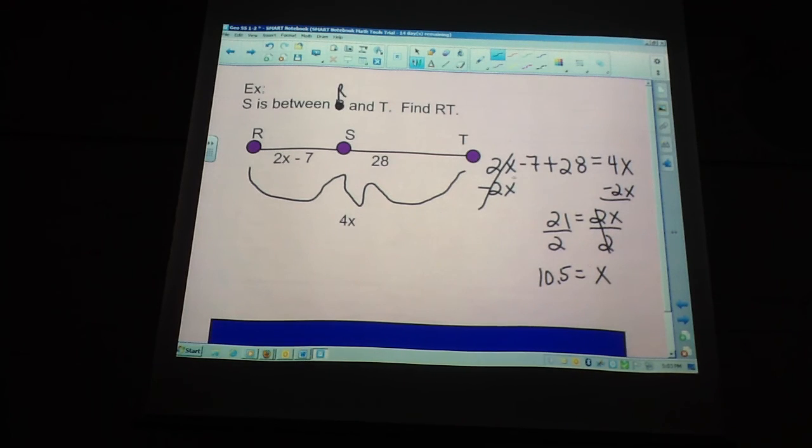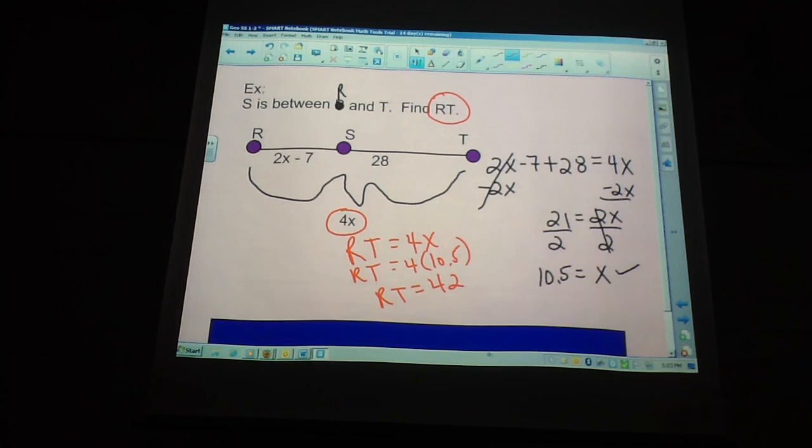But notice, it didn't want to know what x is. It wants to know what the length of RT is. Well, the length of RT is the full length, which is 4x. Well, if x is 10.5, I'll have to multiply it by 4 to get the length of RT. So RT then would equal 42 for its length.